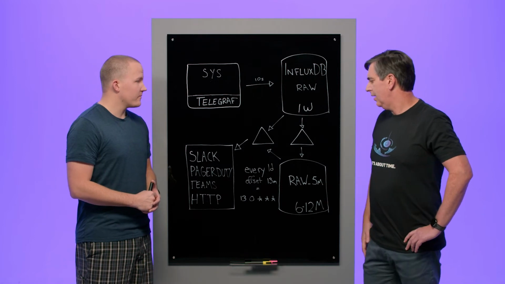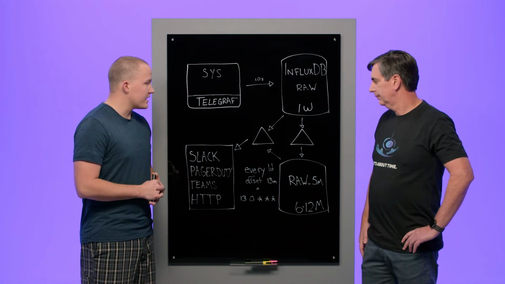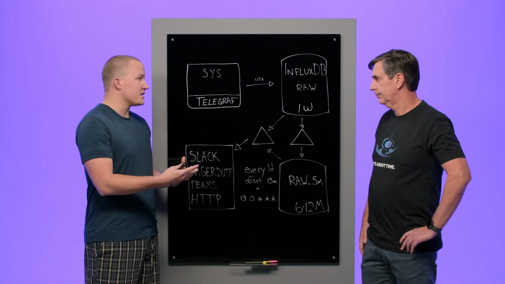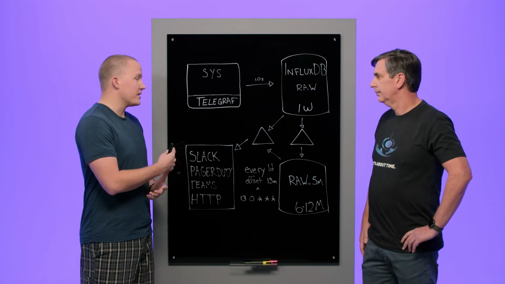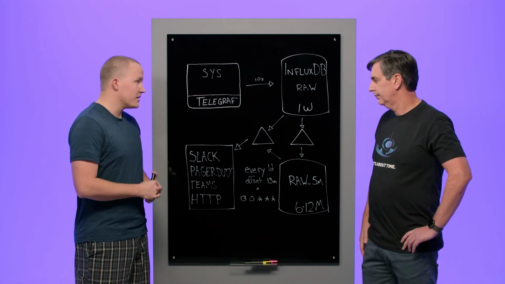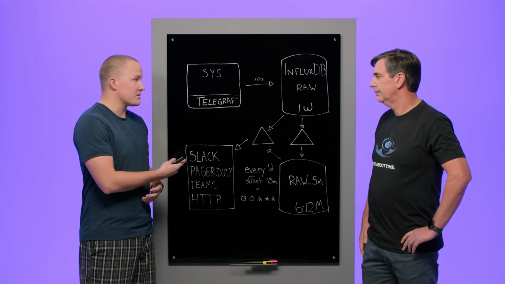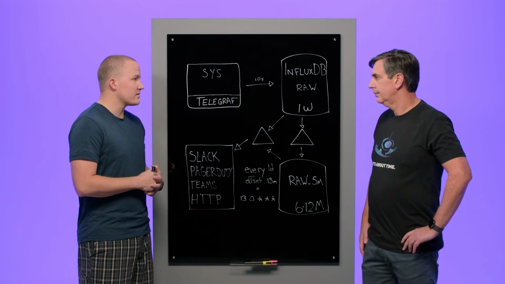Right. Are there other common use cases for tasks? Yeah, another very common use case is alerting. Instead of processing that data and downsampling it, you collect that data, and when a condition is met, fire off an alert. Hit an endpoint, such as Slack, PagerDuty, Teams, or your own custom endpoint via an HTTP post. How often can a task run then? We can go as granular as every 1 second.